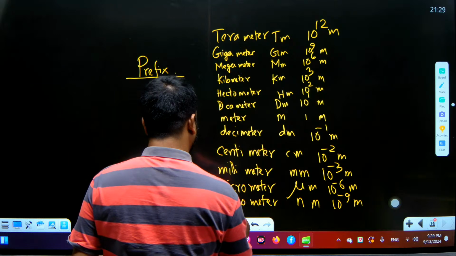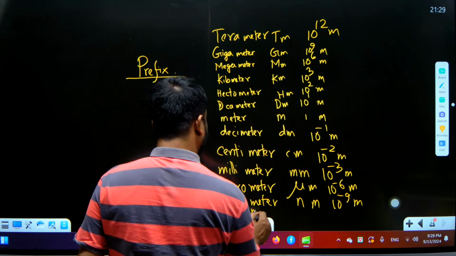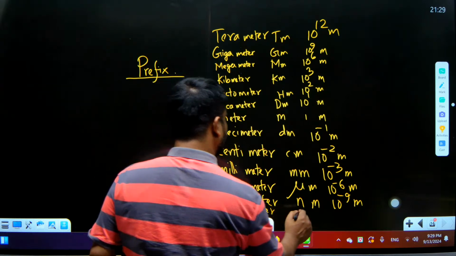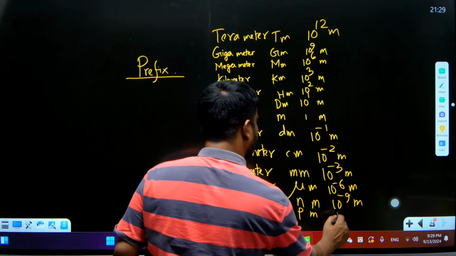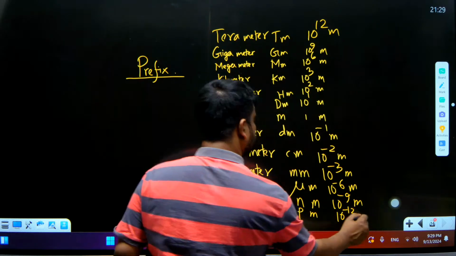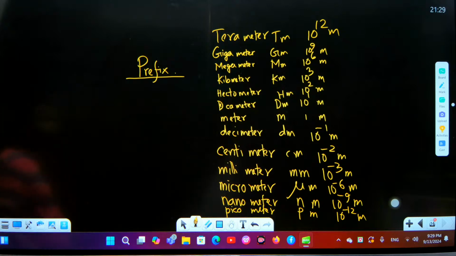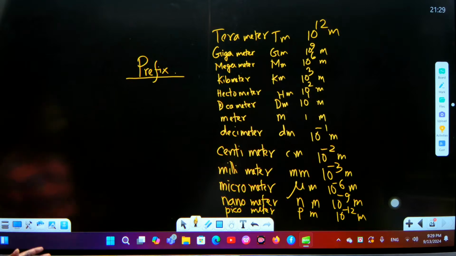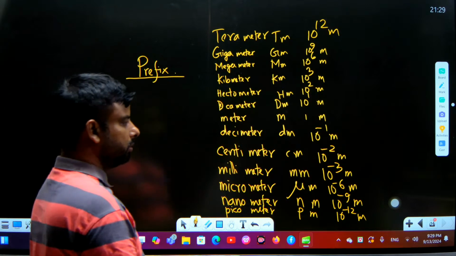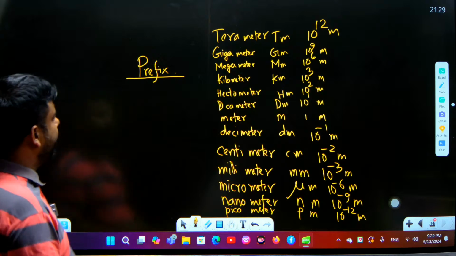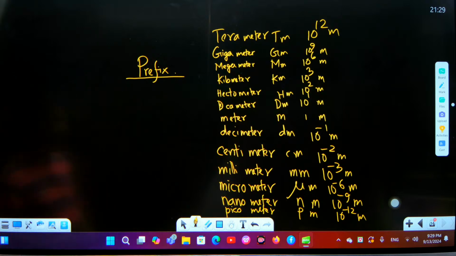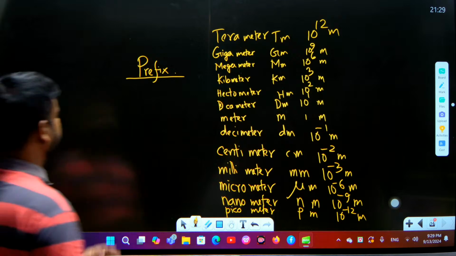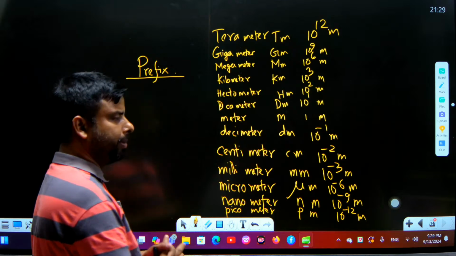Now picometer, small pm, 10 to the power minus 12 meter. These are the prefixes mostly used in physics. You have to remember these to calculate any quantity.